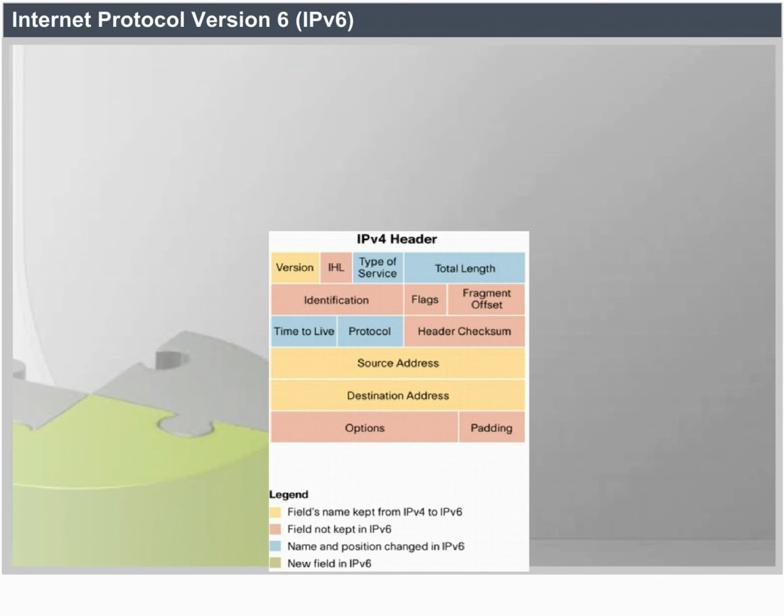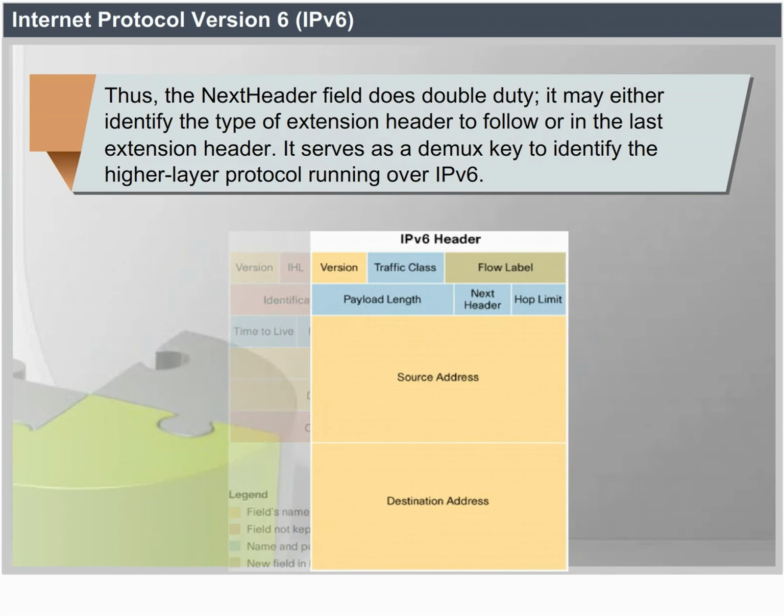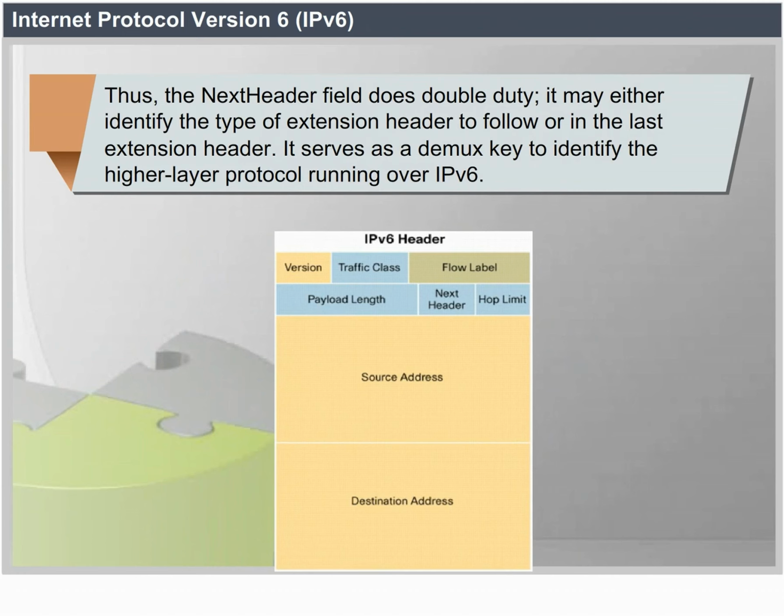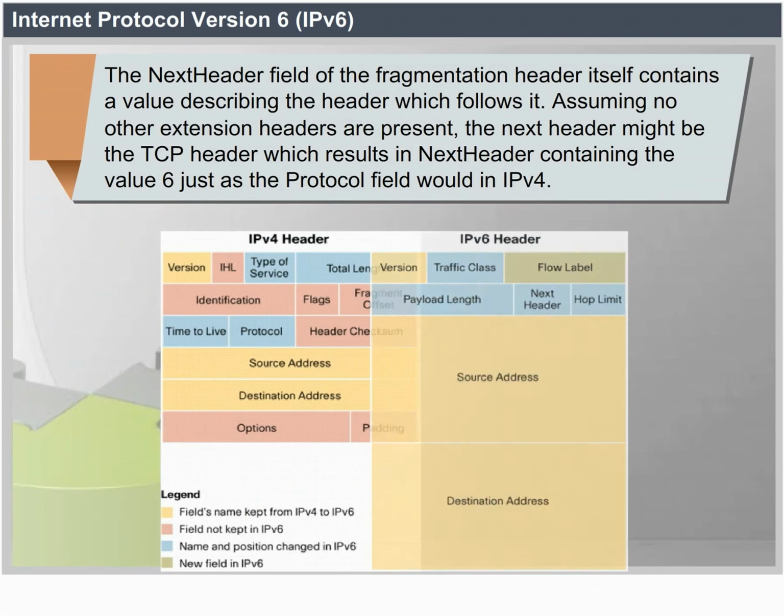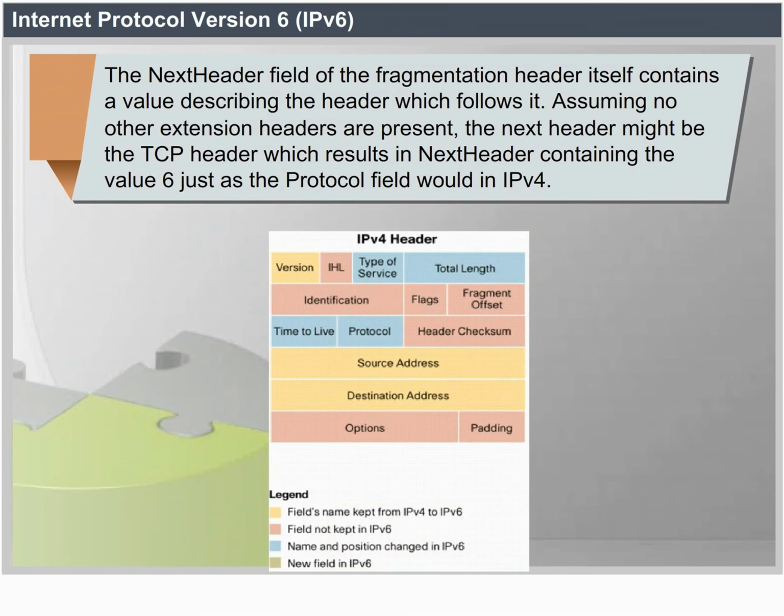Thus, the next header field does double duty. It may either identify the type of extension header to follow, or in the last extension header, it serves as a demux key to identify the higher layer protocol running over IPv6. The next header field of the fragmentation header itself contains a value describing the header that follows it.